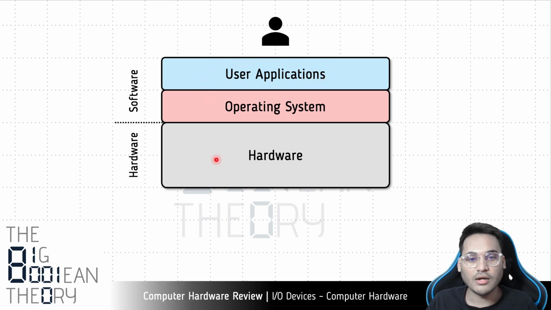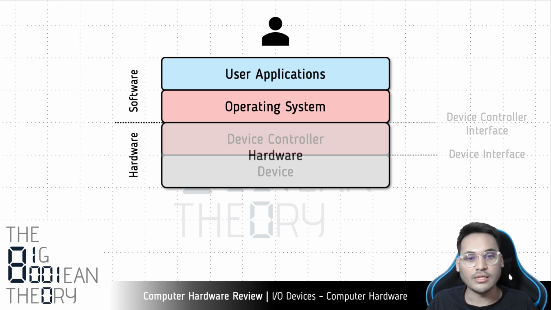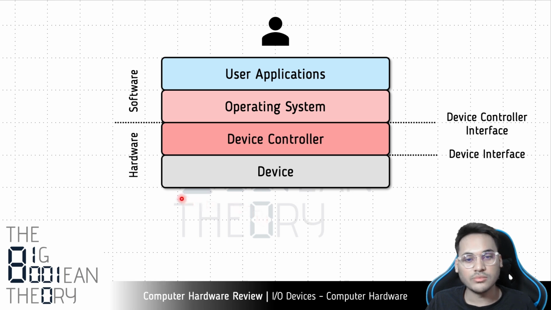Now we are talking about IO devices, so let's focus on the hardware layer. As we just said, the IO devices have two parts, the device itself and the device controller. So this hardware needs to be modified accordingly. As you can see, there are two parts, the device and the device controller. Accordingly, we have two different interfaces. One is the device interface exposed by the device itself. And then there is the device controller interface associated with the device controller for the device.